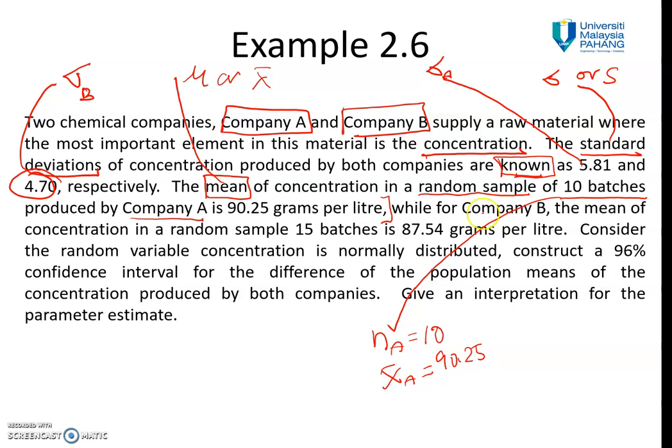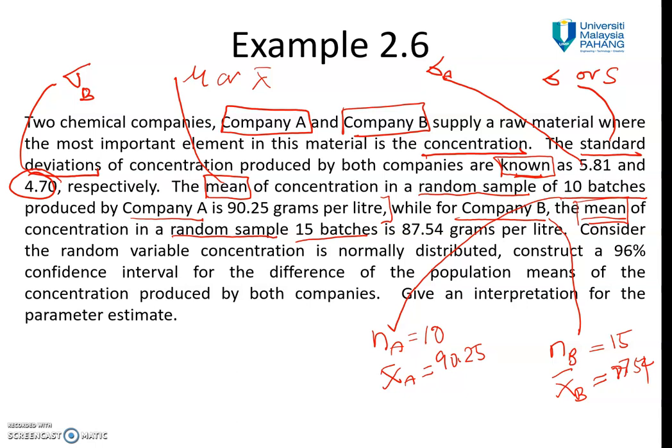Now continue the sentence. While for company B, we are talking about the same thing here: the mean of concentration in a random sample of 15 batches is 87.54 grams per liter. So here you can see that you have nB equal to 15, and X bar B equal to 87.54. So that's the information that you should know how to extract from the question.